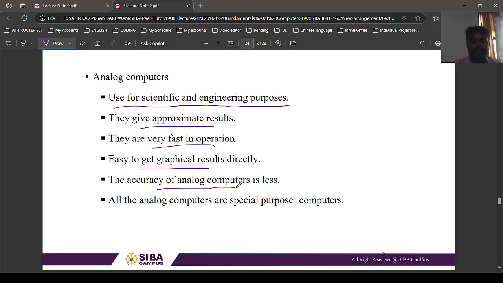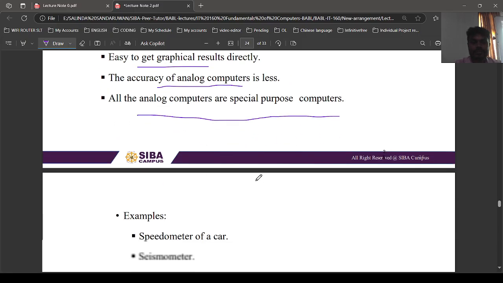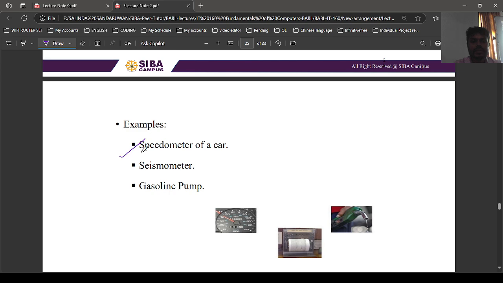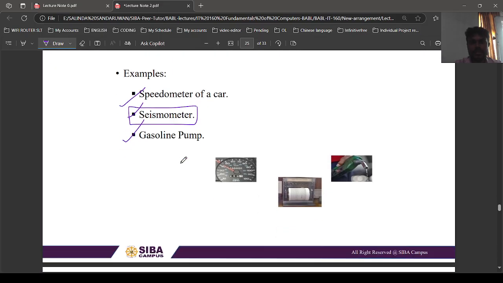The accuracy of an analog computer is less. So think about the petrol computer. Can you pump 0.5 millimeters there? No. All the analog computers are special purpose computers. You can't measure some other thing using a petrol pump. Examples: speedometer. Here you have a thing called seismometer and gasoline pump, right? So you can just Google it and see whether what's right.